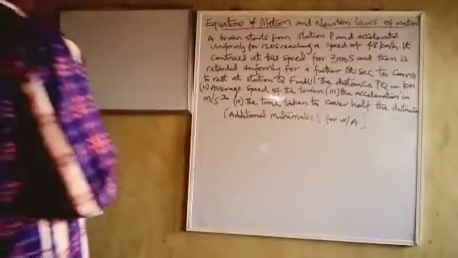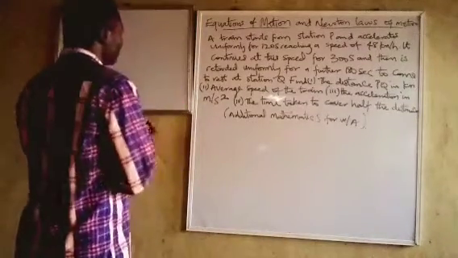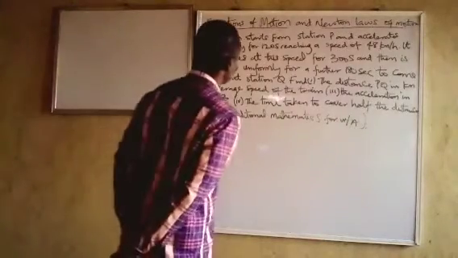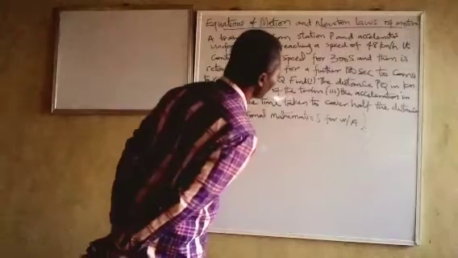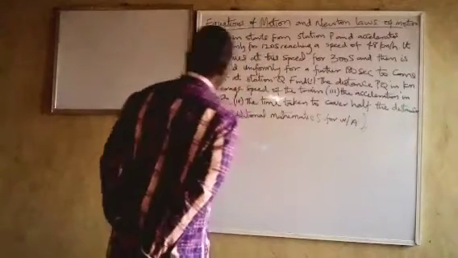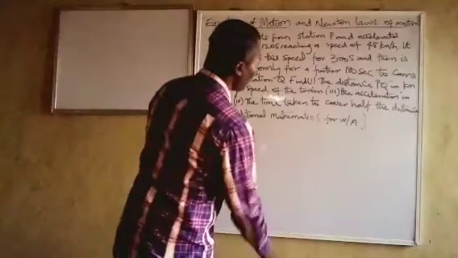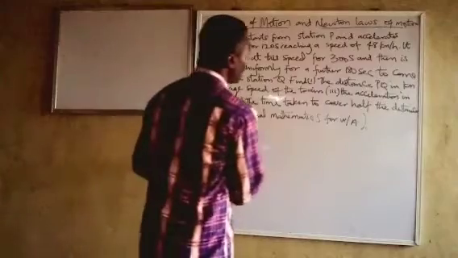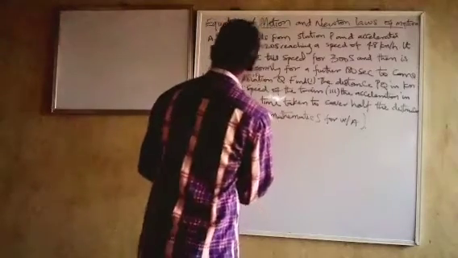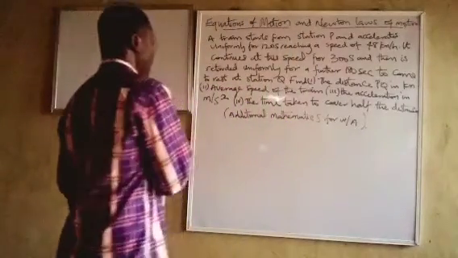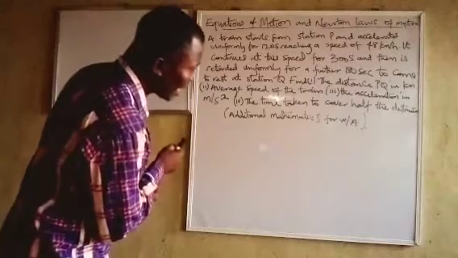Now look at this question, which I would like you to try. A train starts from station P and accelerates uniformly for 120 seconds, reaching a speed of 48 kilometers per hour. It continues at this speed for 300 seconds and then is retarded uniformly for a further 180 seconds to come to rest at station Q. Find: one, the distance PQ in kilometers; two, the average speed of the train; three, the acceleration in meters per second squared; and the time taken to cover half the distance.